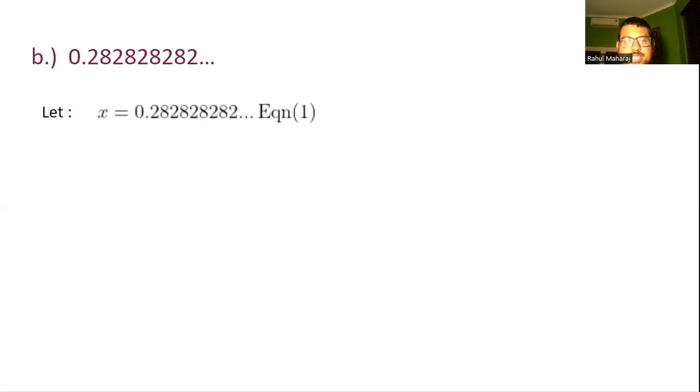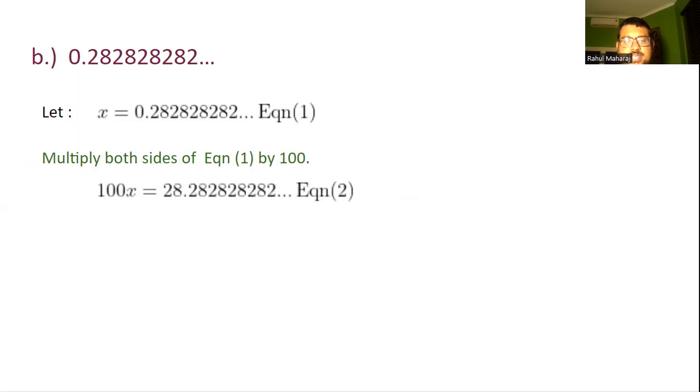Okay, we can multiply both sides of our equation 1 by 100, since we have two digits that are repeating, 2 and 8 in a pattern. This gives us 100x is equal to 28.28282828, which is equation 2.